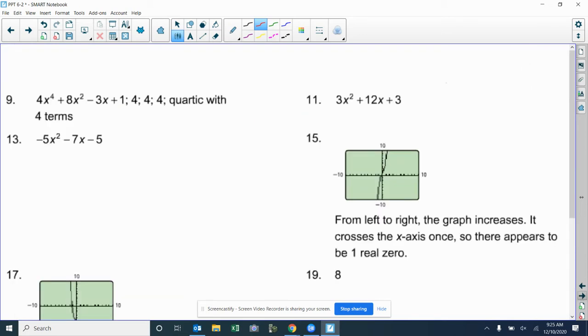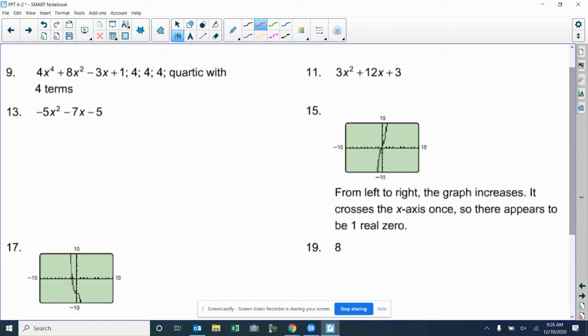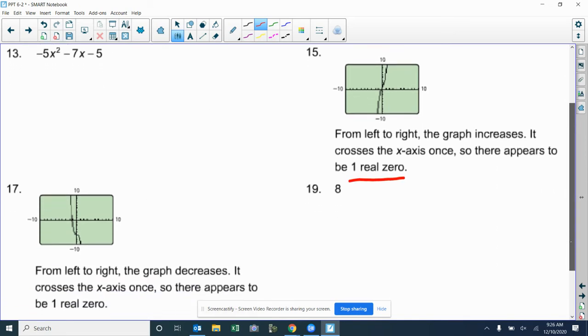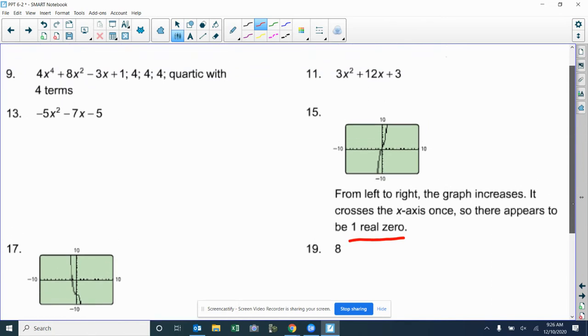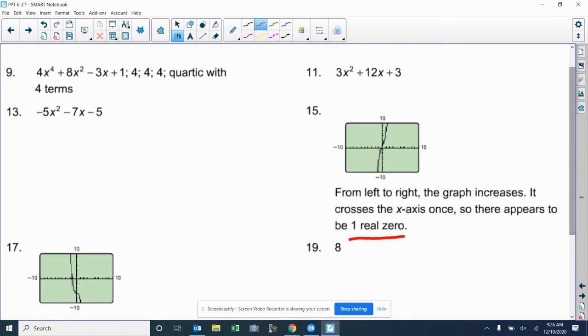Let's check some of the homework from last night real quick. If you wanna pull yours up. There's 9, 11, 13, and 15. 15 looks like it crossed the x-axis once. There was 1, 0. 17, we'll scroll down there a little bit in a second. 17 looks like it crossed 1 also. So check and see if you did those okay.